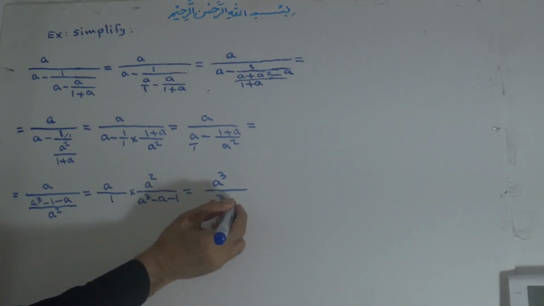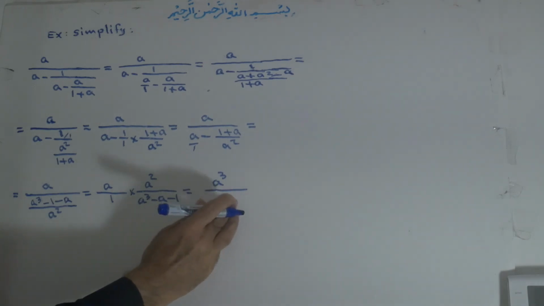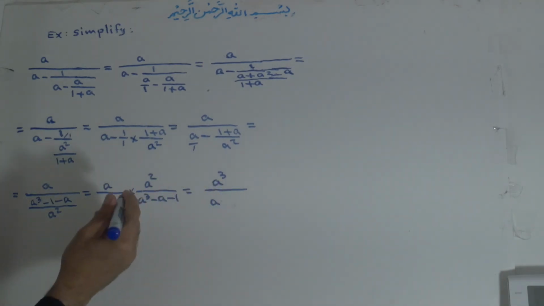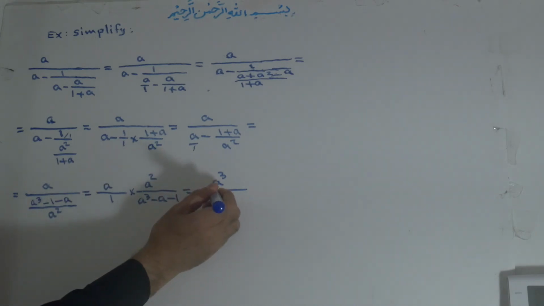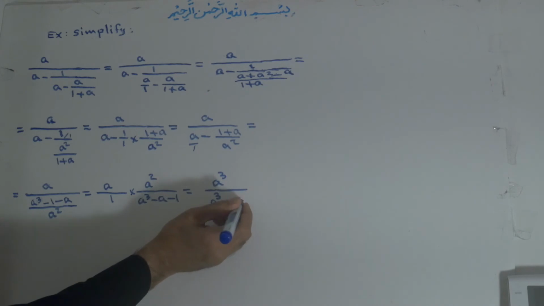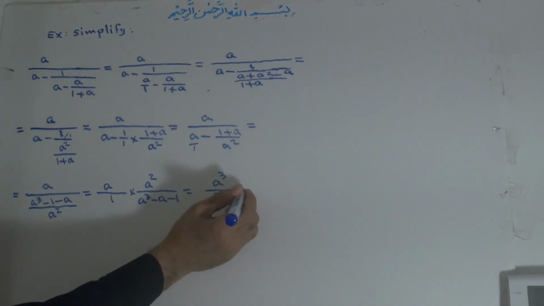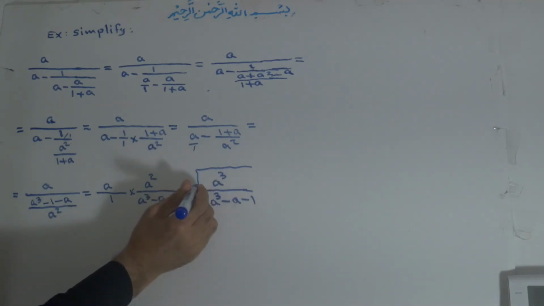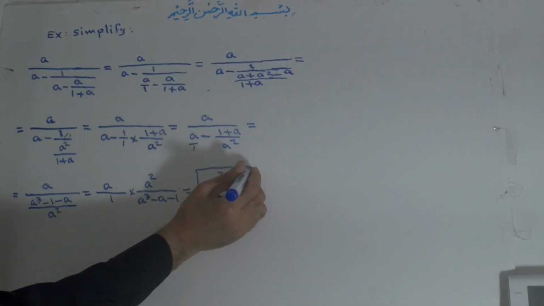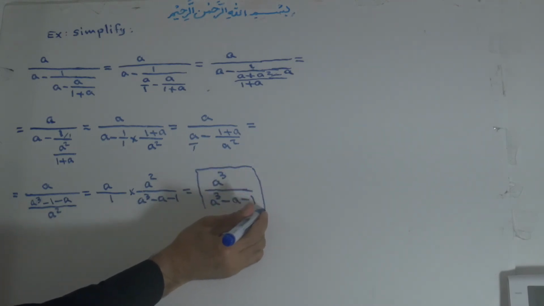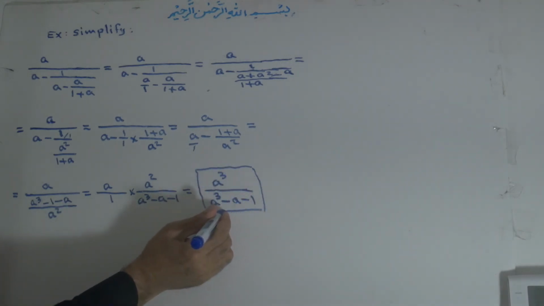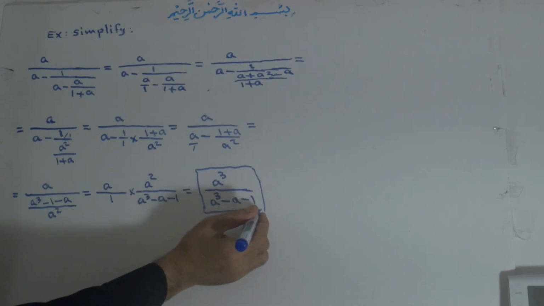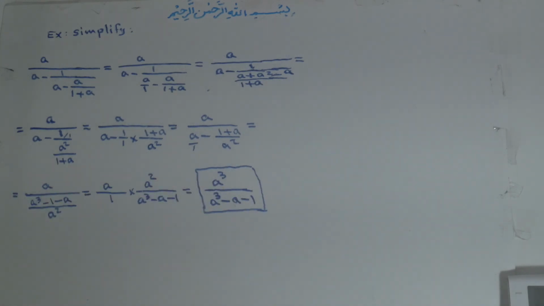minus a, to the power of 3 minus a minus 1. This one is the final answer for the question, or for the problem: a to the power of 3 over a to the power of 3 minus a minus 1.